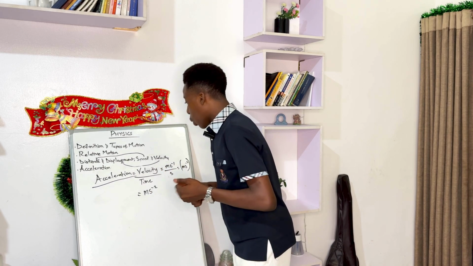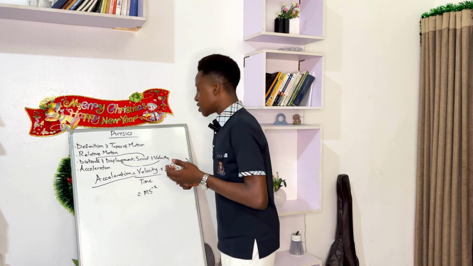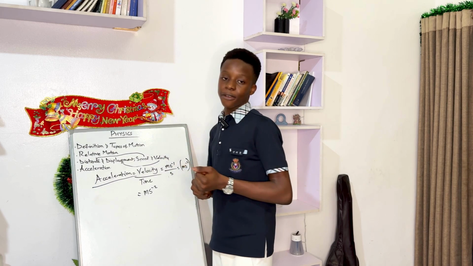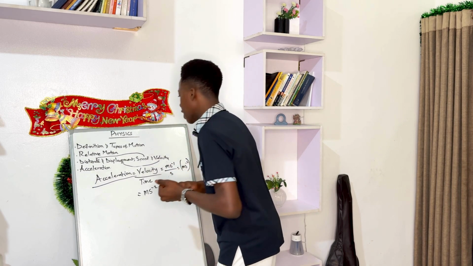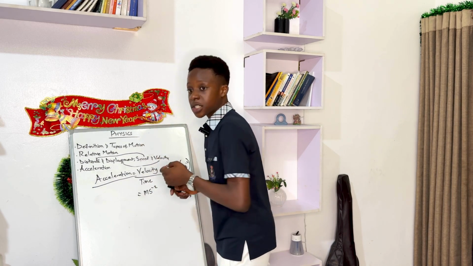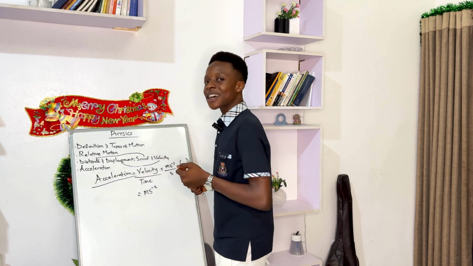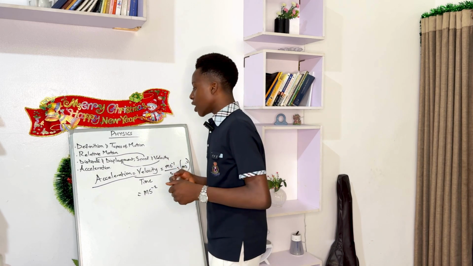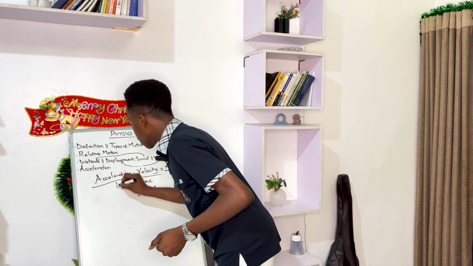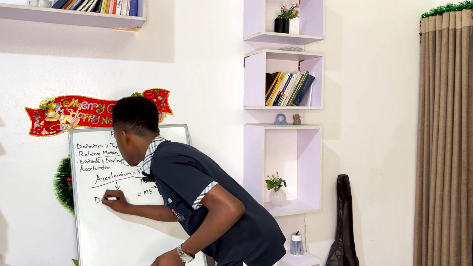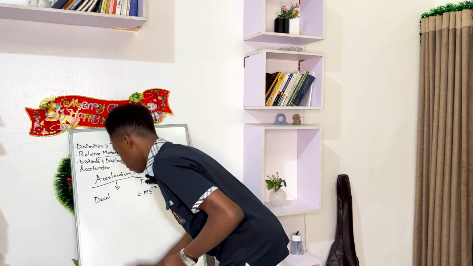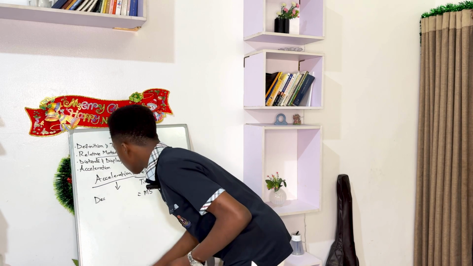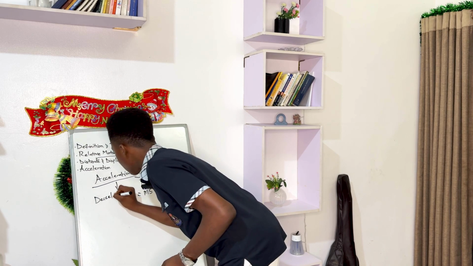And before I go, I'd like to tell you about the velocity and time graph. This is the last part of this lesson. So the velocity and time graph, just like the displacement and time graph, tells you how fast or slow acceleration is changing. The opposite of acceleration is deceleration.